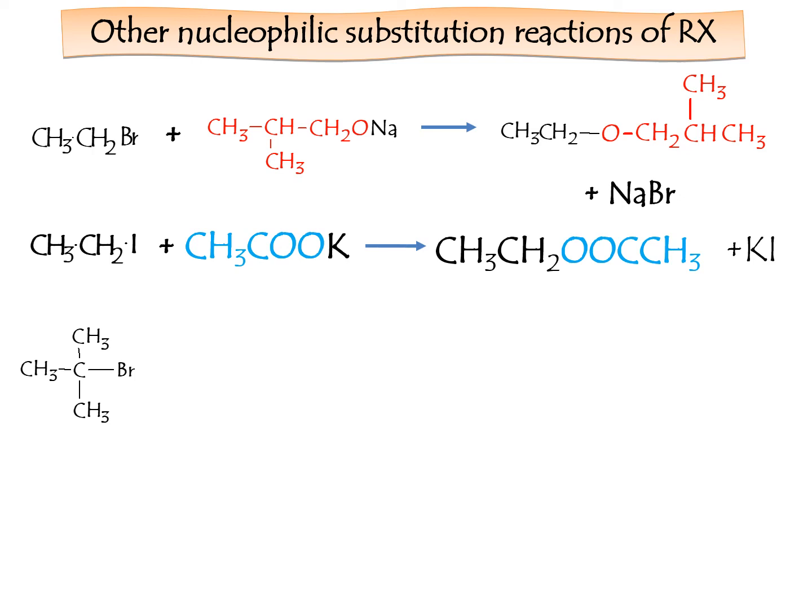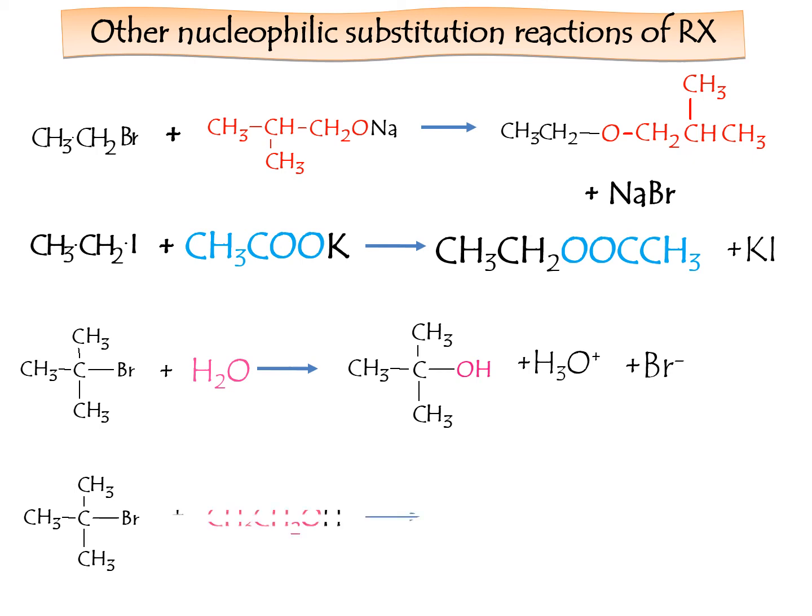Next example, haloalkanes react with water. The nucleophile from water is OH-. OH- substitutes halogen atom Br to form alcohol, and the side products are H3O+ and Br-. When haloalkanes react with alcohol, it will produce ether. The nucleophile in this chemical reaction is alkoxide ion CH3CH2O-. CH3CH2O- substitutes halogen atom Br from haloalkane to form an ether compound.